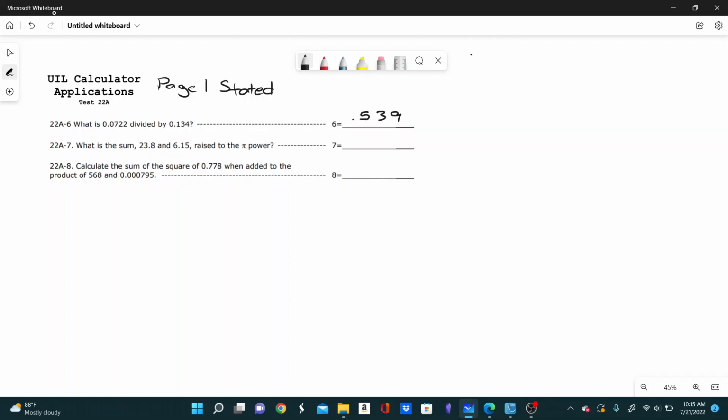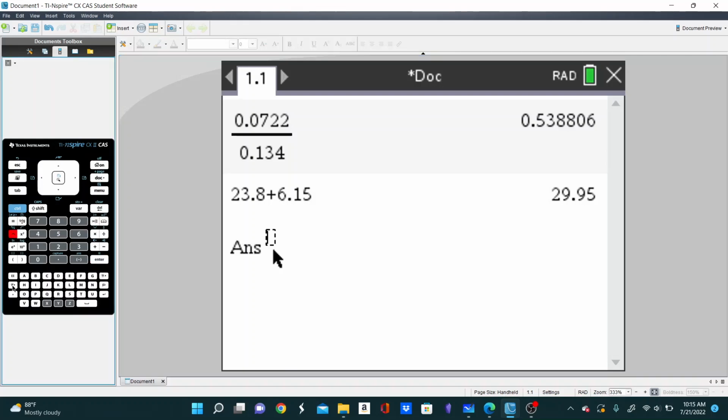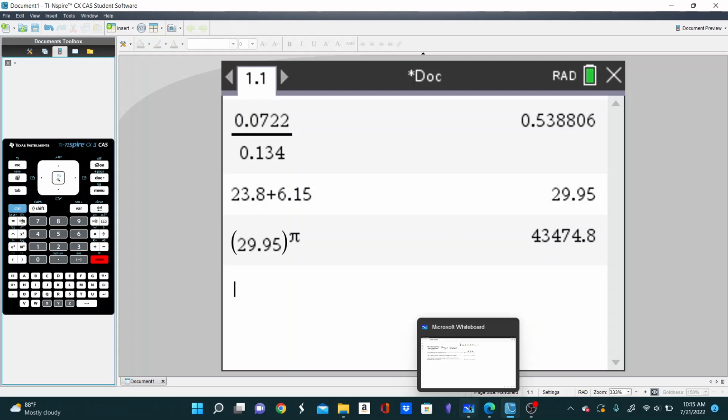0.539. All right, now for the second one, what is the sum of 23.8 and 6.15 raised to the pi power? Once again, this is pretty much just doing exactly what it tells you to do. So 23.8 plus 6.15 gives you 29.95. And then raise that to the pi power. Rounding to 3 sig figs, you get 43500.